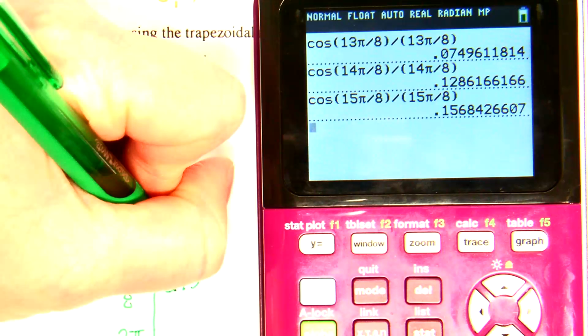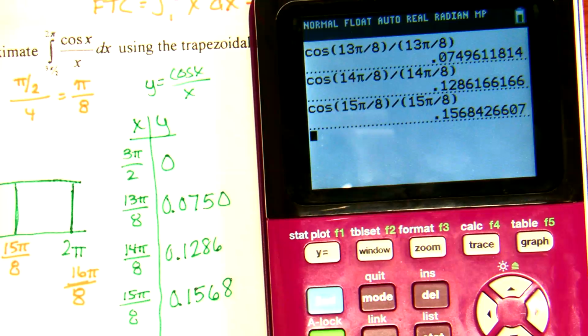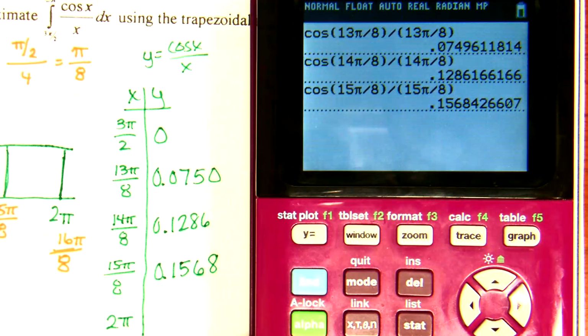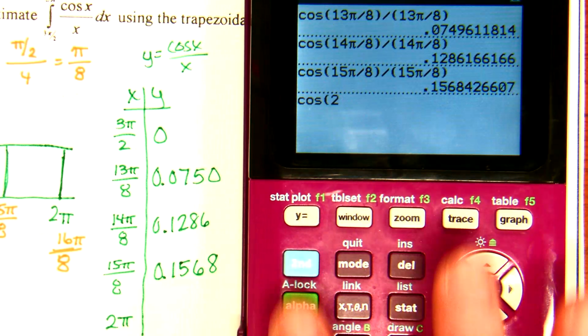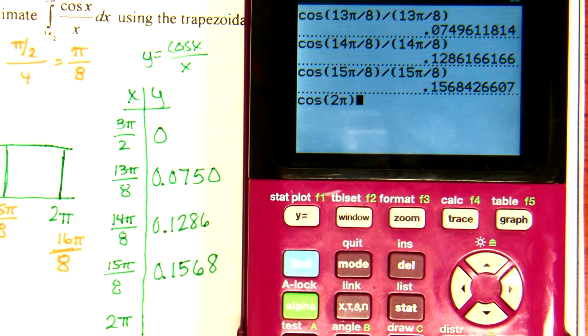On this next one, if I do cosine of 2 pi, which you guys can come up with, cosine of 2 pi is going to be 1, but then you have to divide by 2 pi, so you can put 1 over 2 pi, or what is 1 over 2 pi as a decimal? That lovely number. 0.1592.